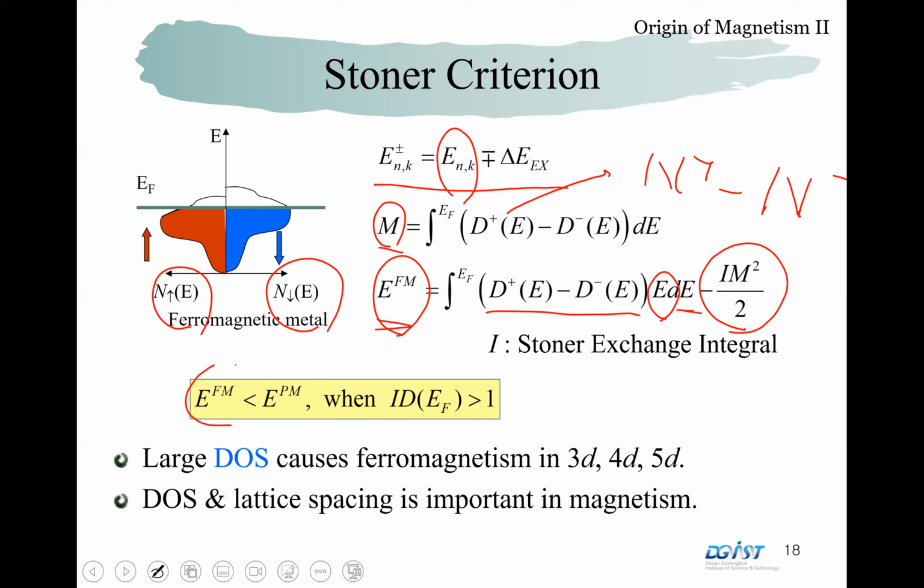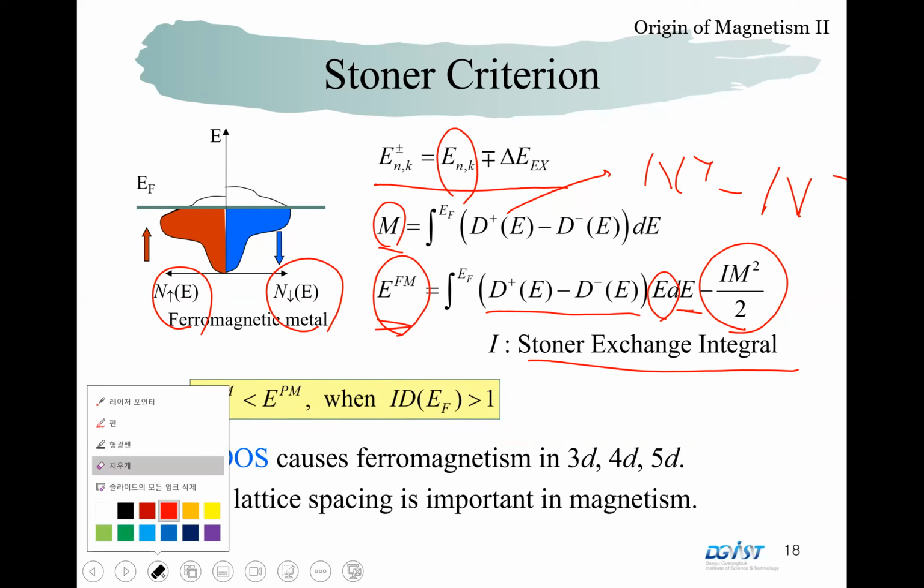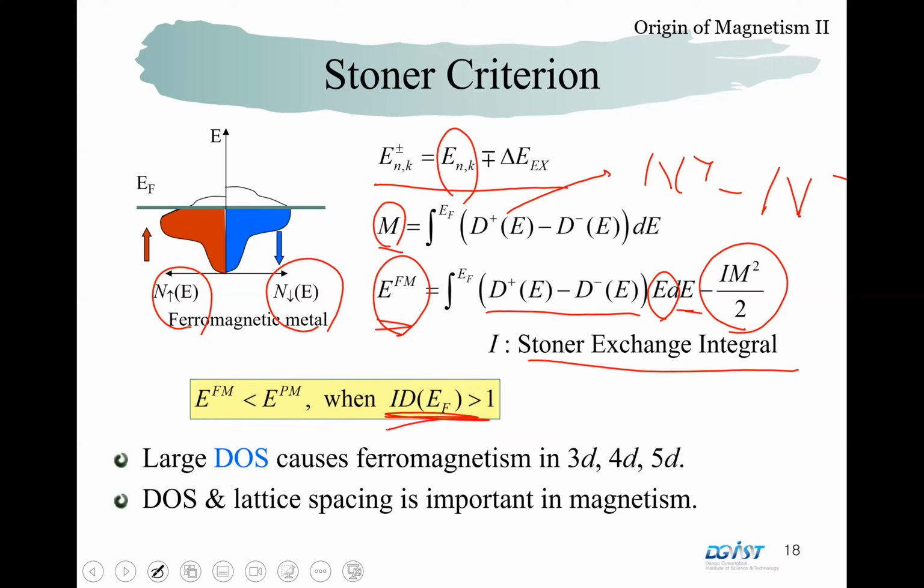we obtain the energy of the ferromagnetic state. So if the energy of the ferromagnetic state is less than that of the paramagnetic state, then the ferromagnetic state is more energetically favorable. So the criterion is the density of states at the Fermi level multiplied by I. Here I is the Stoner exchange integral, which is proportional to the exchange coupling energy. I skip the details of the mathematics, but if we have a large value of I multiplied by D, we have a chance of ferromagnetism.